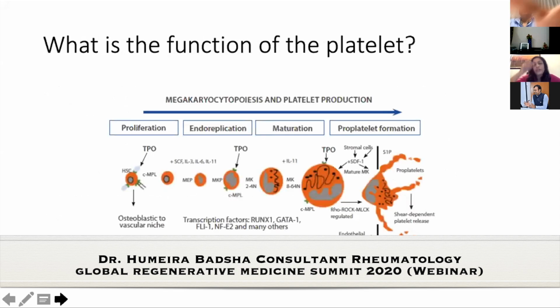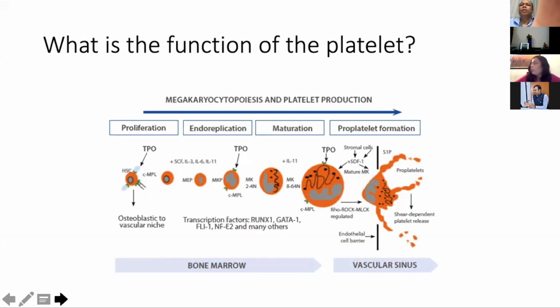So what is the function of the platelet? I'm just going back very much to basics first. If you look here, this is the bone marrow, where you have the megakaryocyte and the proliferation undergone under the effect of thrombopoietin. And you see the platelets in the vascular sinus. You have the pro-platelet, which has these long arm-like structures. Platelets are actually little bits of cytoplasm where these arm-like things shear off. And the platelets actually do not have a nucleus.